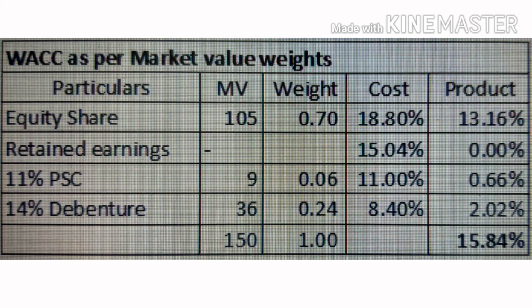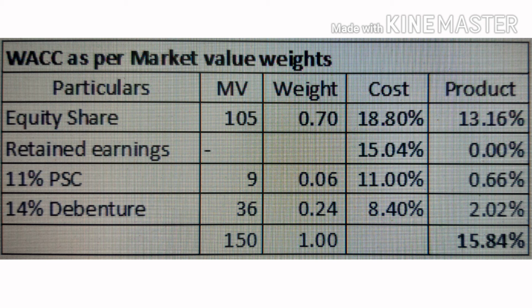Now we need to find out the weighted average cost of capital using the market value weights. So the book value is replaced by the market value. The market value of equity share capital is given as 1 crore 5 lakhs, and 11% preference share capital is 9 lakhs, 14% debenture is 36 lakhs. So the weight will change, and the new weights are equity share 0.7, 11% preference share capital 0.06, and 14% debenture 0.24. And one thing you must note is that the total of the weight is always 1. I forgot to mention it in the book value method.